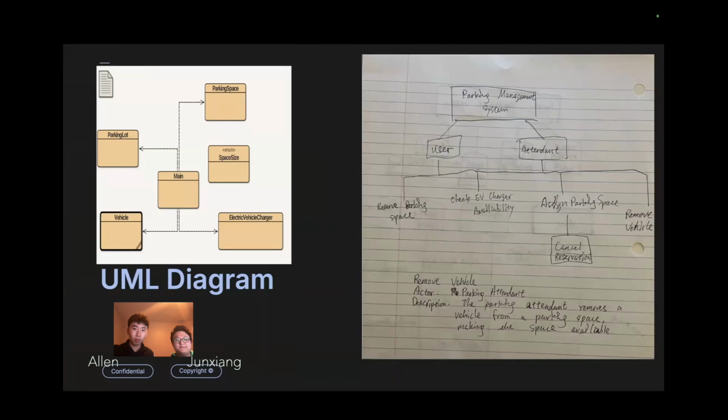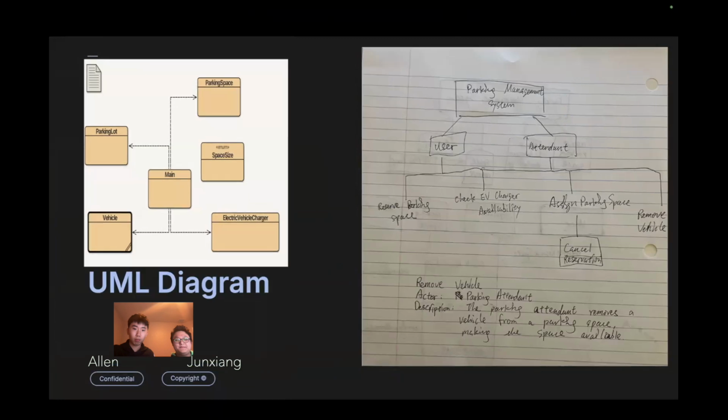For right now, this is my UML diagram. It has the BlueJ version. It also has the handwriting version, and it has the conclusion of the parking management system, and it will break up into user and attendants.